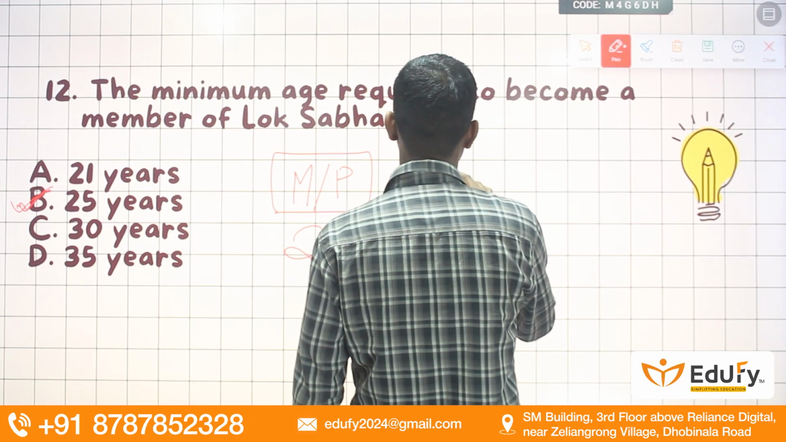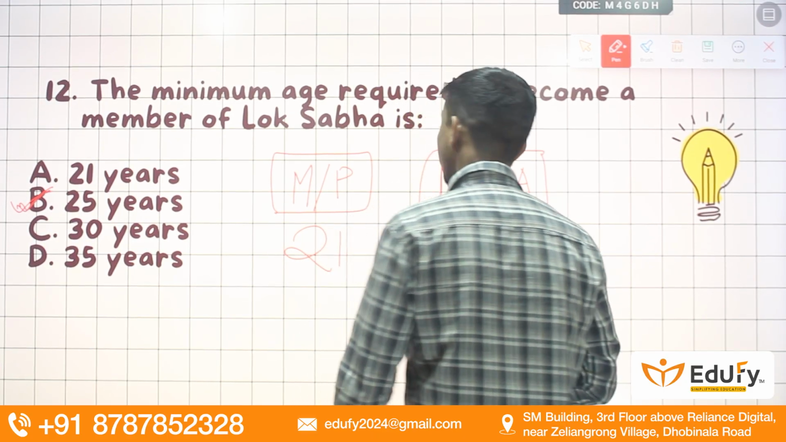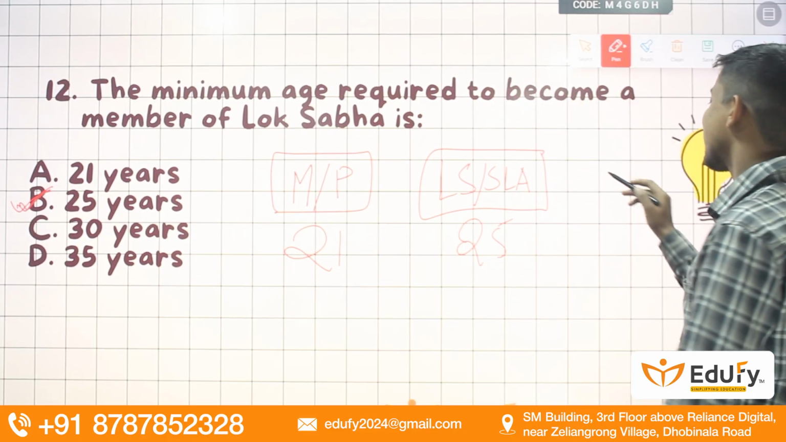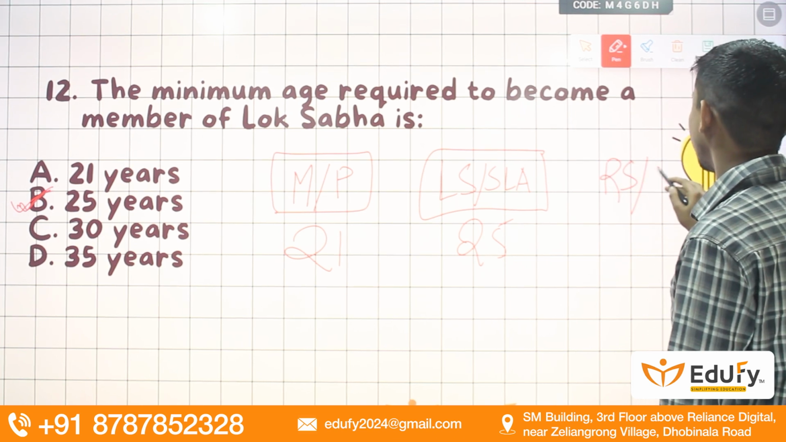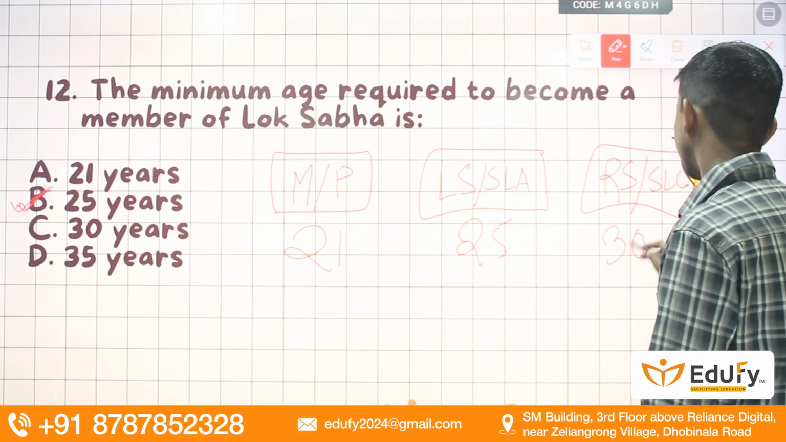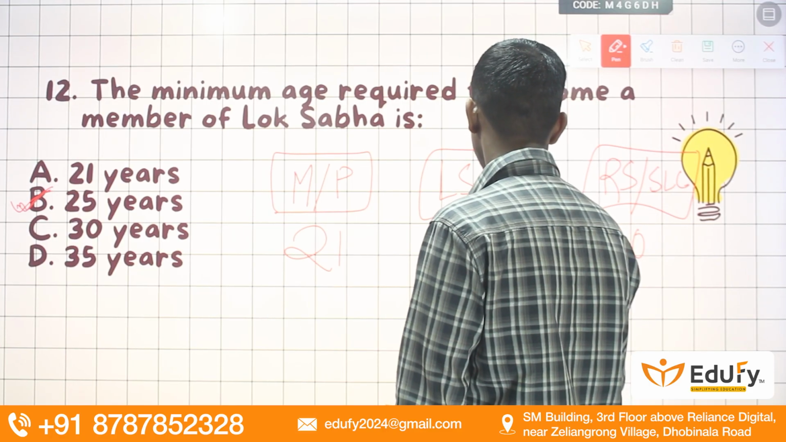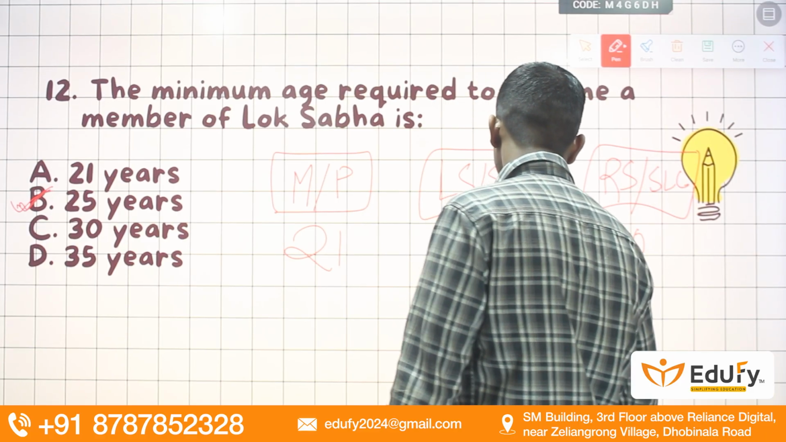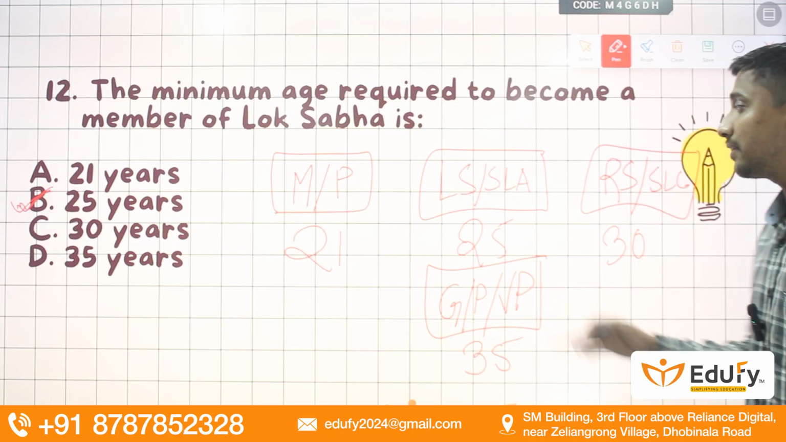If someone is contesting for Lok Sabha or state legislative assembly, then the minimum age criteria will be 25 years. If someone is contesting for Rajya Sabha or the state legislative council, then the minimum age criteria becomes 30 years. And the most important, if someone is contesting for governor, president, or vice president, the minimum age criteria becomes 35 years. Please remember this. This is very important regarding the age criteria of different bodies.